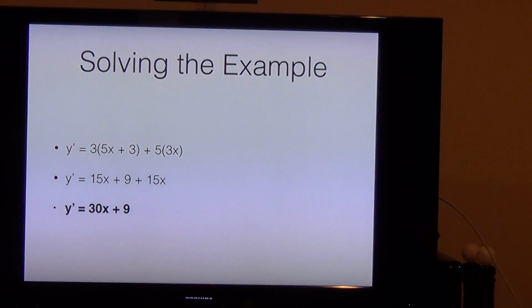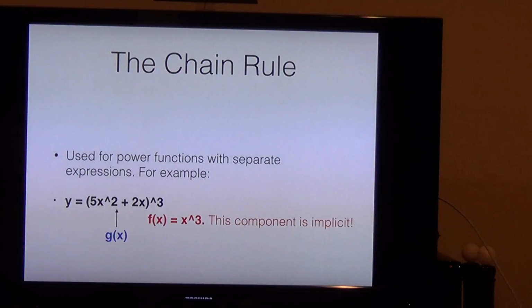Now that you have learned the basics of the product rule, it's time to learn another efficient technique, and that is the chain rule. The chain rule is used to solve derivatives where power functions contain an expression that could be its own separate function. For example, take this function that is on the screen right now.